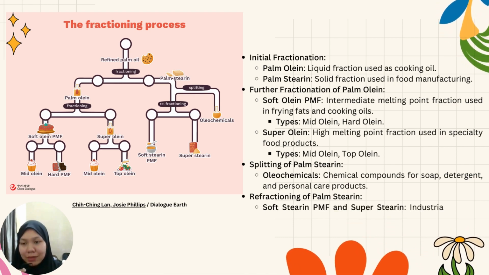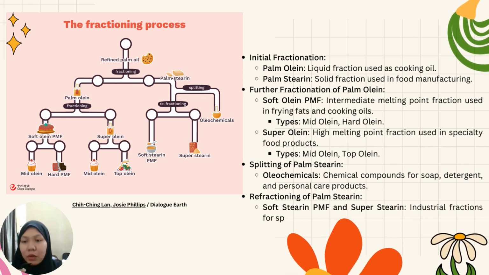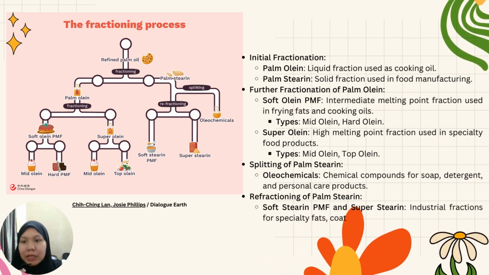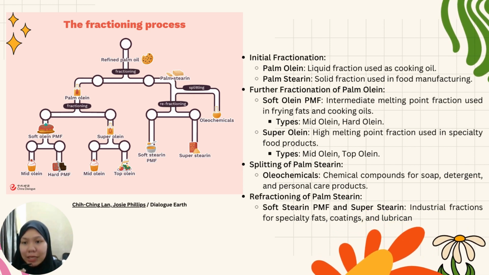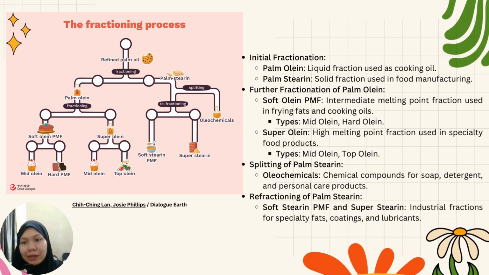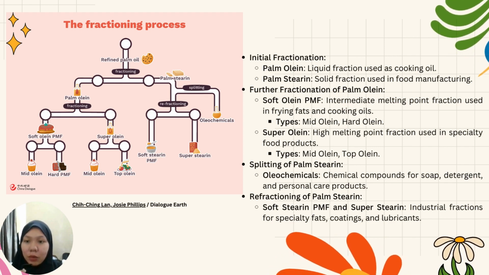processing and industrial applications. Second, super olein is another fraction obtained from the further fractionation of palm olein. It consists of triglycerides with an even higher melting point closer to that of palm stearin, where the types are also mid olein and top olein.